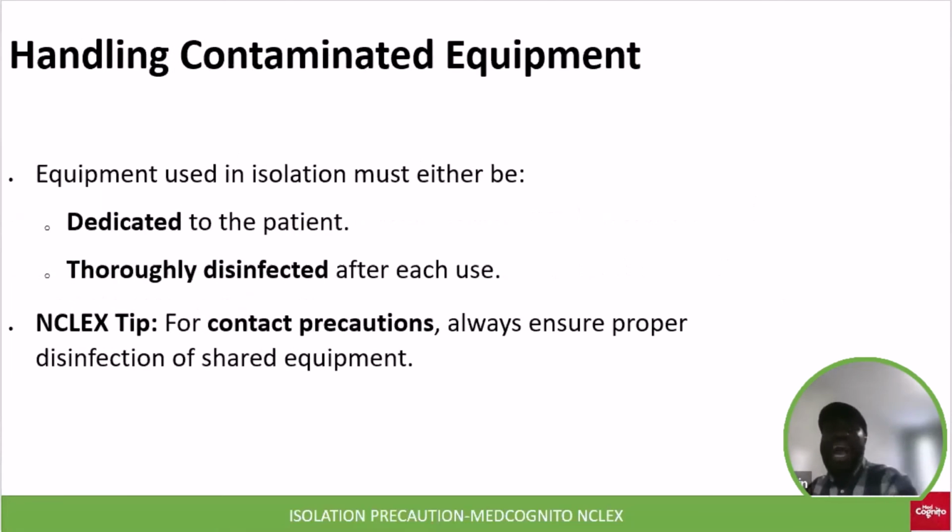Now, what about how to handle contaminated equipment? Equipment used in isolation must either be dedicated to the patient. So if you have a patient who is in isolation and you are practicing isolation precautions, the equipment must be dedicated to that patient, or if you are going to use the equipment on another patient, it must be thoroughly disinfected. Thorough disinfection is very, very important.